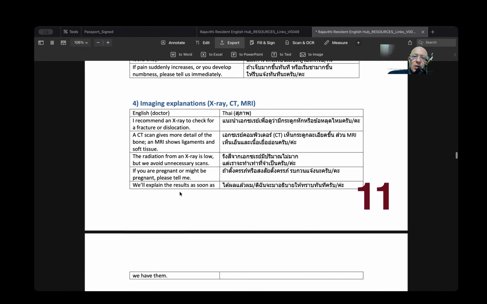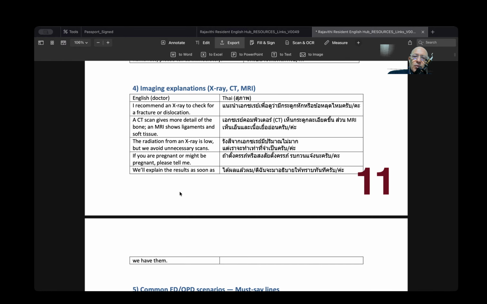All right, imaging: X-ray, CT, MRI. I recommend an X-ray to check for a fracture or dislocation. A CT scan gives more detail of the bone. MRI shows ligaments and soft tissue. The radiation from an X-ray is low, but we do avoid unnecessary scans.